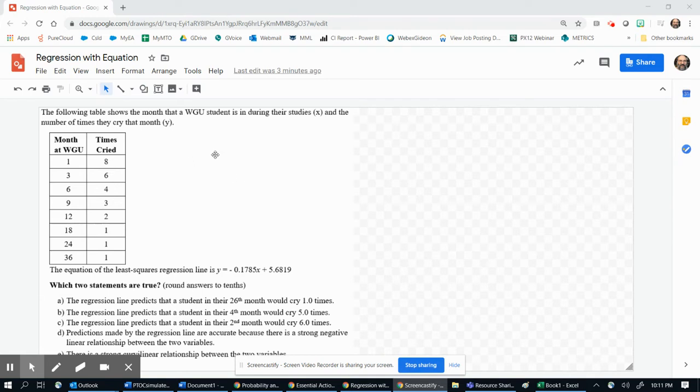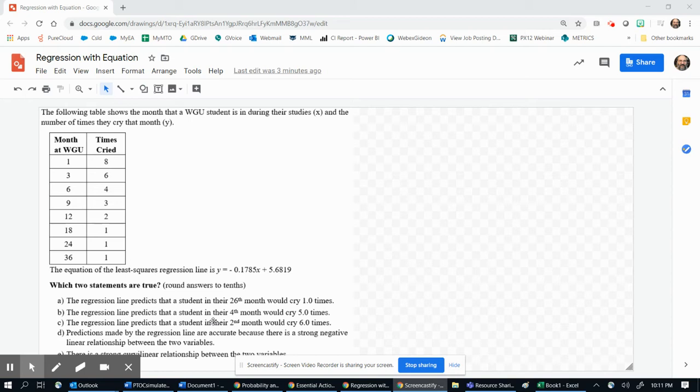So we take a look. A, the regression line predicts that the student in their 26th month. B, the regression line predicts that. C, the regression line predicts that. Oh, okay. We don't know how good this regression line is, but there it is. So it does make predictions.